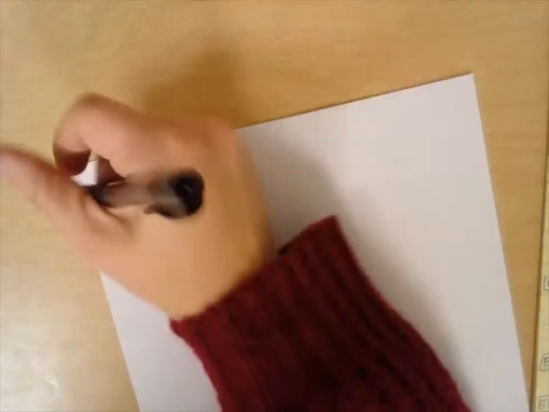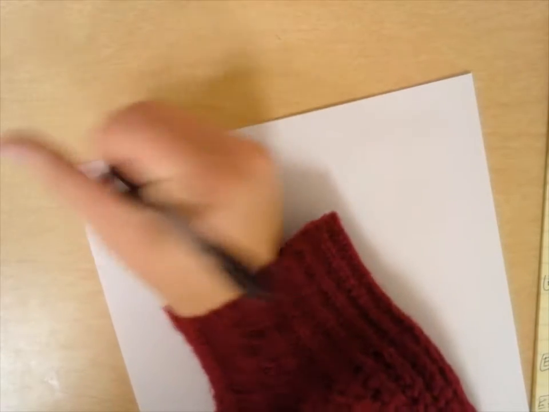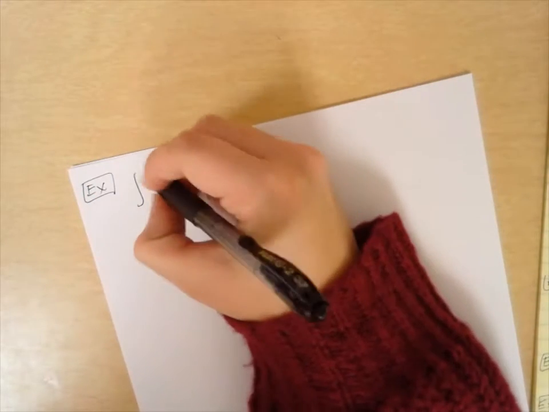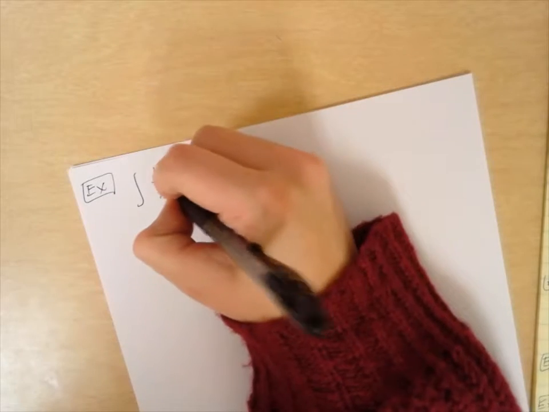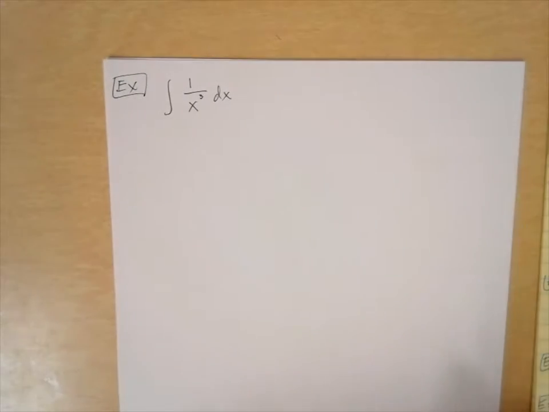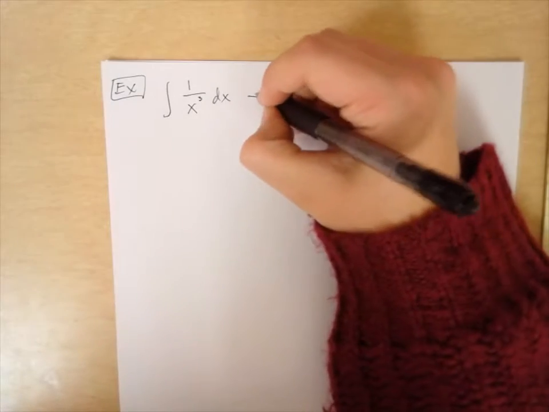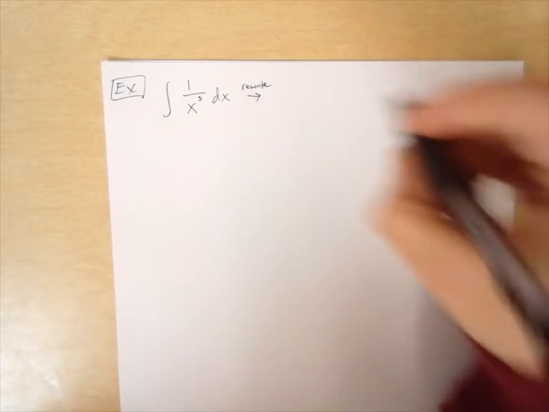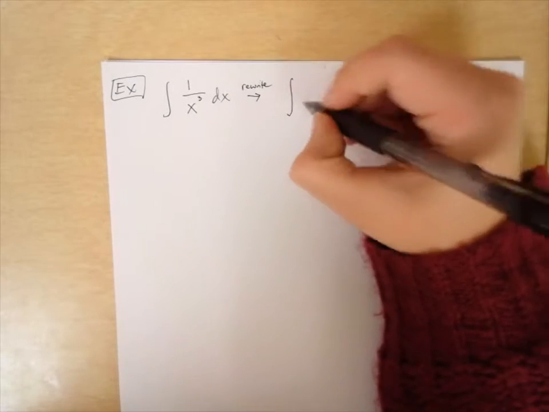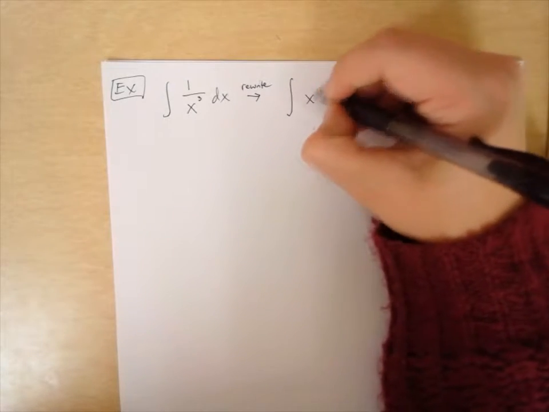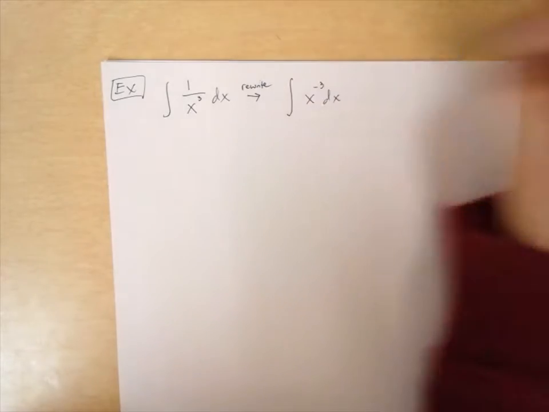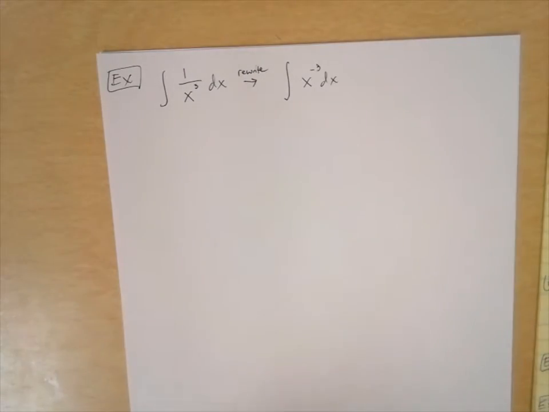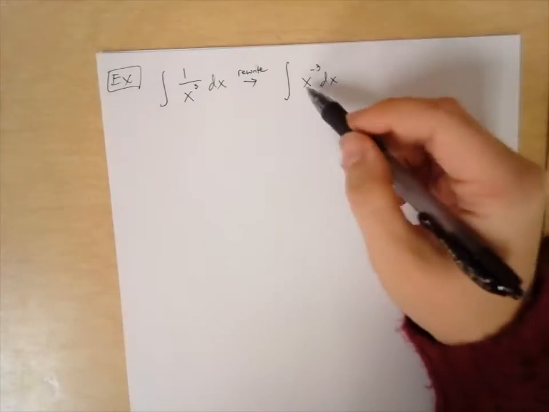Great. So let's say we had 1 over x cubed dx. It's going to help to rewrite that first. So we're going to write the word rewrite, and we're going to say not 1 over x to the third, but x to the negative 3 dx. And now what we can do is the same rule as last time. We can do that power rule.